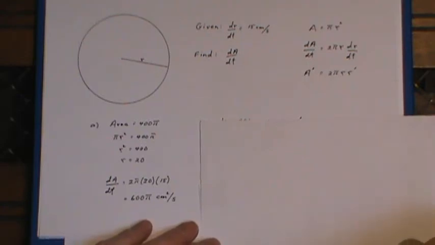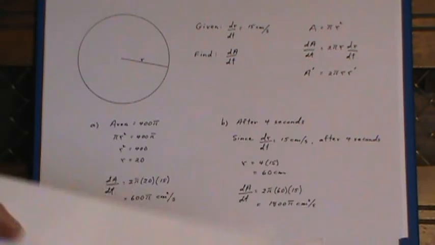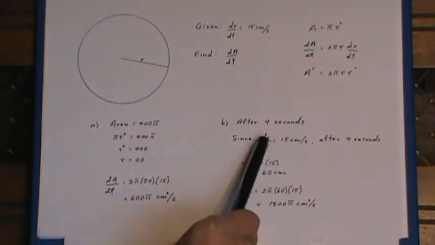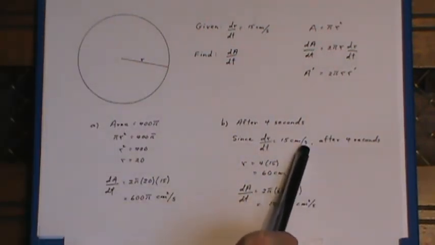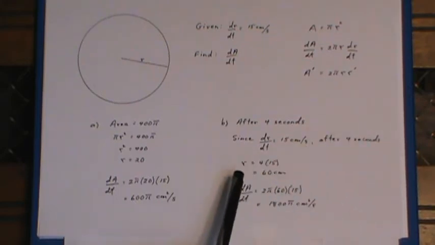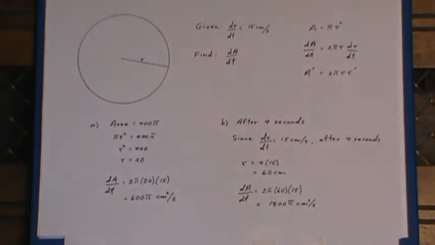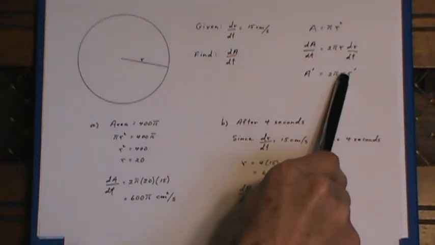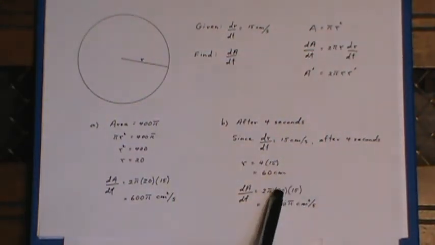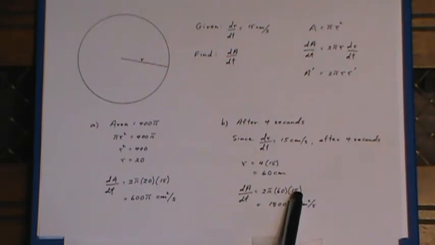Part B of the question was to figure out what happened after 4 seconds. Well, you see, since the rate of change of radius is 15 centimeters per second, that means that after 4 seconds the radius has moved out 4 times 15, or 60 centimeters. And again, all we have to do is put that radius into our derivative formula here. 60 for the radius, again 15 for the rate of change of radius, and that gives us our rate of change of area with respect to time.